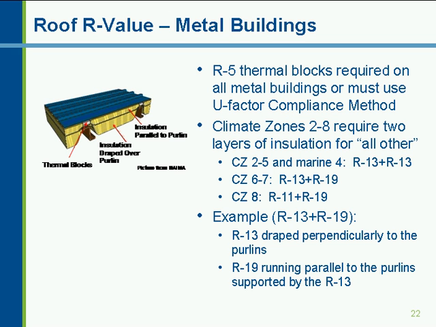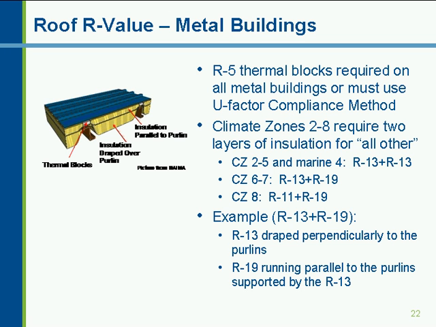This diagram just kind of gives you an idea of how a metal roof system is built. You've got your metal purlins, you've got your thermal blocks on top of the metal purlins. You can see how there's a double layer of insulation. We've already covered a lot of this information, but this just summarizes where you may need double layers of insulation.